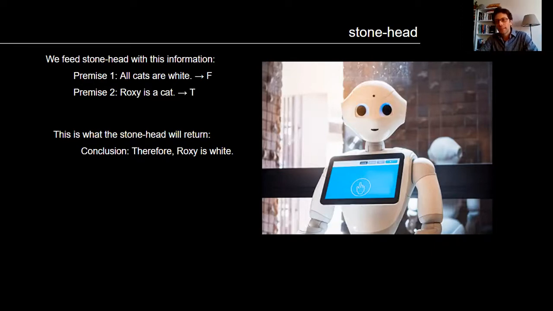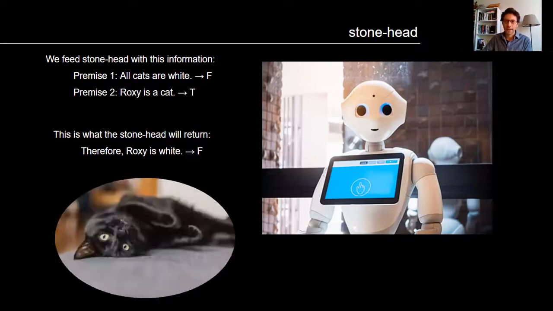We feed Stonehat with this information. Premise 1: all cats are white. This is a false premise. We feed Stonehat a false premise on purpose to show you some results. And premise 2 is: Roxy is a cat, which is a true premise. And this is what Stonehat will return to us using the valid form that we had touted. The conclusion is: Roxy is white.